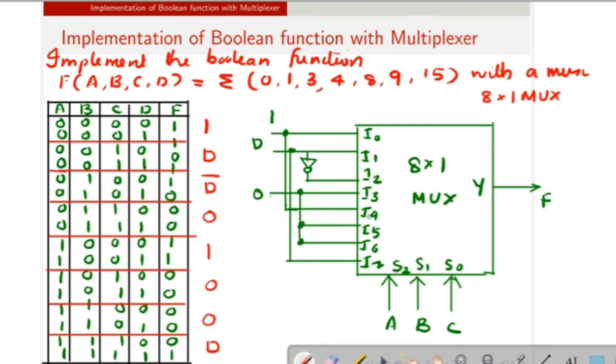Right. So this is the implementation of f of ABCD is equal to sigma 0, 1, 3, 4, 8, 9, 15 using an 8x1 mux. Okay.